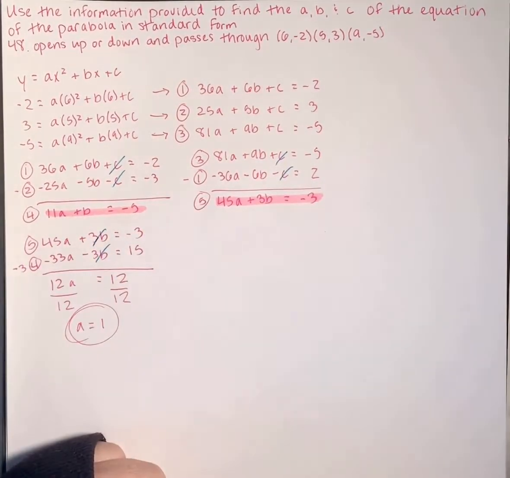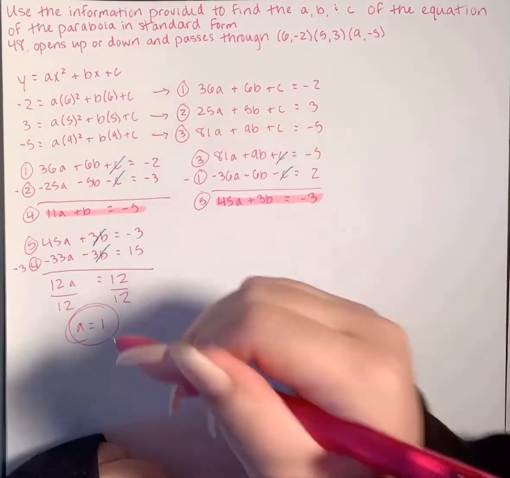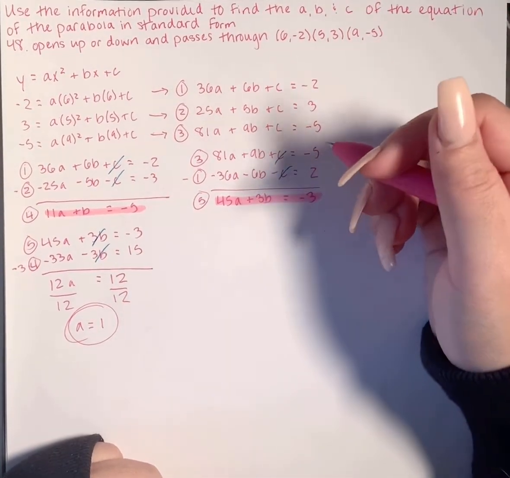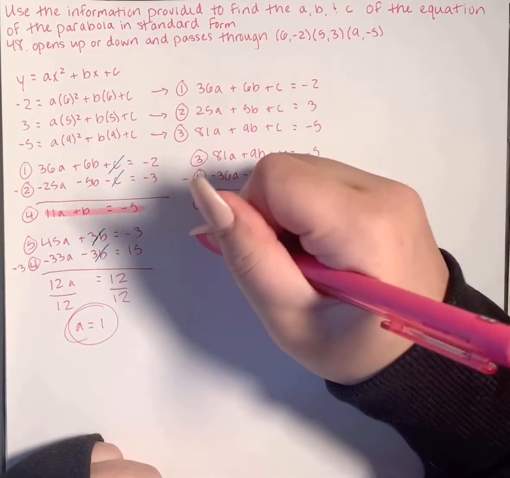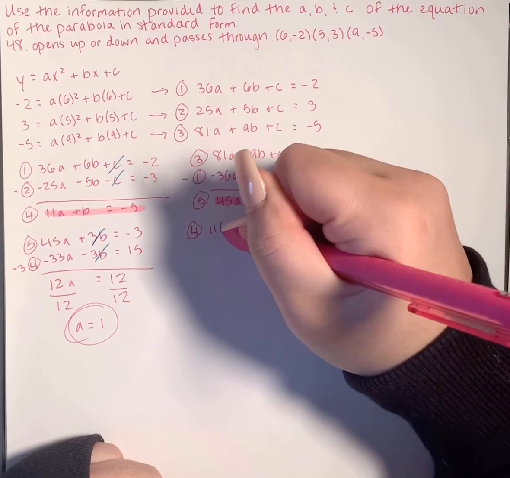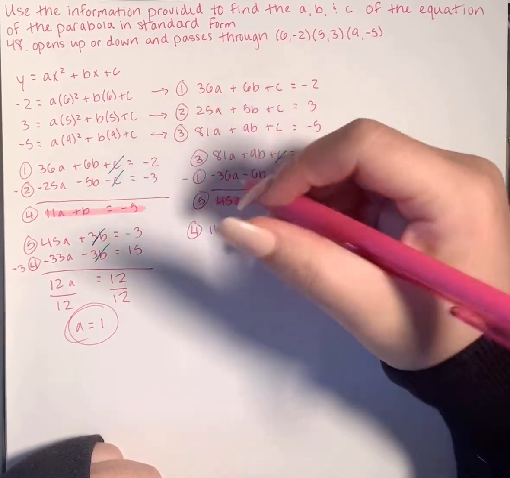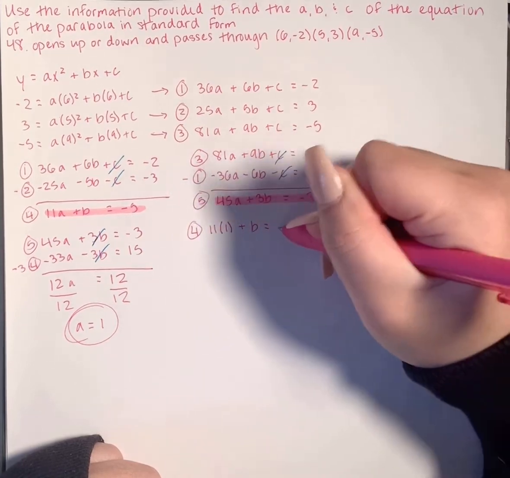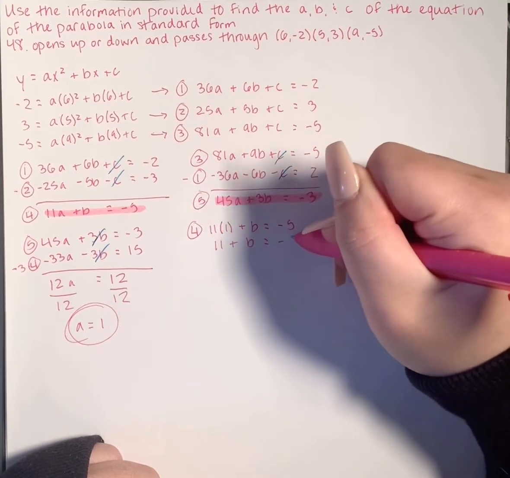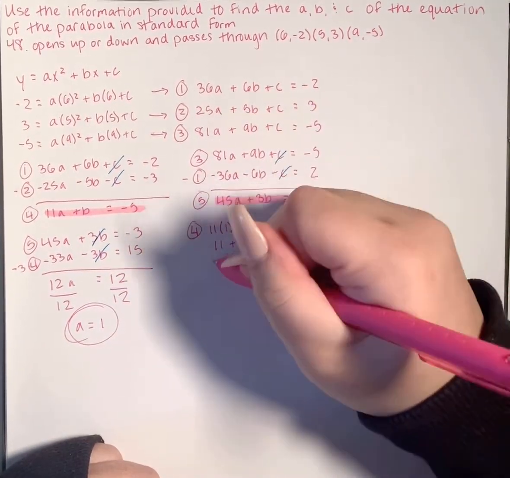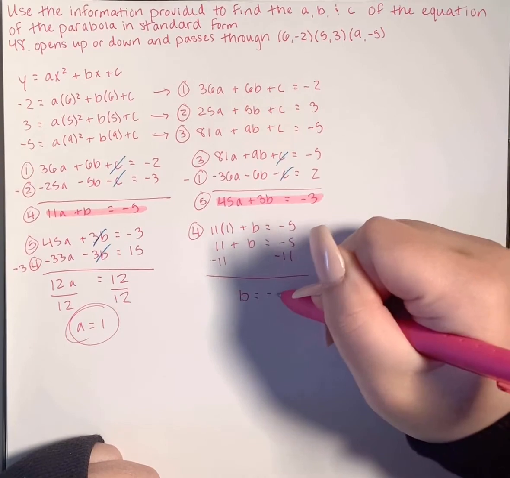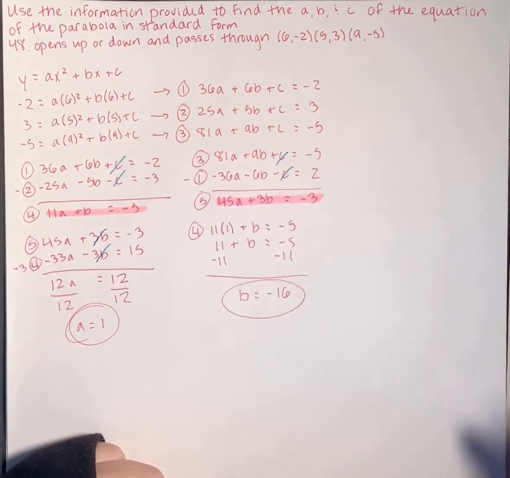So this is important. This is one of our variables. And now we're going to plug a back into one of these two equations, number 4 and number 5. So I'm going to plug it into equation number 4 because that's just easier. So number 4, 11 times 1, the variable we solved for, plus b equals -5. So it's going to be 11 plus b equals -5. And then we subtract the 11 from both sides, and we get b equals -16. So this is our second variable.